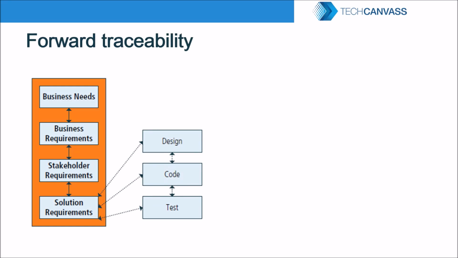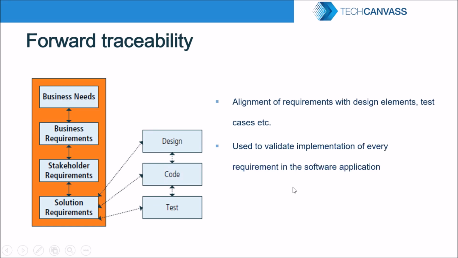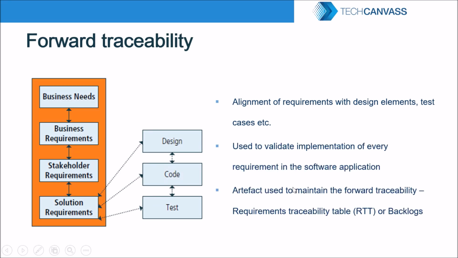So it's as simple as you're having one requirement, you map it to a screen, you map it to a table, you map it to certain procedures, maybe triggers. All of that is forward traceability. Okay, so forward traceability is maintained in a document called requirement traceability table. Or it can also be maintained in a document called backlog, which is product backlog and sprint backlog in Scrum.